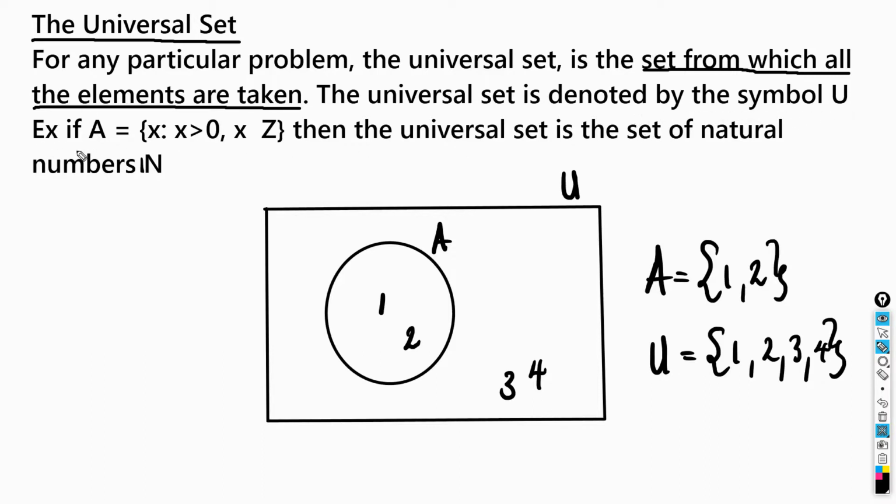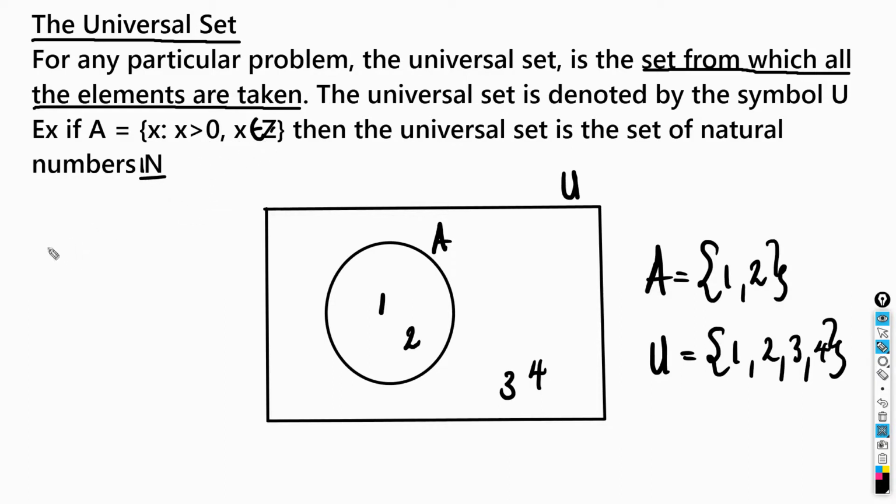And there's an example here. If A is equal to {x such that x is greater than 0 and x is an element of Z}, which is the integer set, then the universal set is the set of natural numbers N. And that makes sense. Let's look at this.